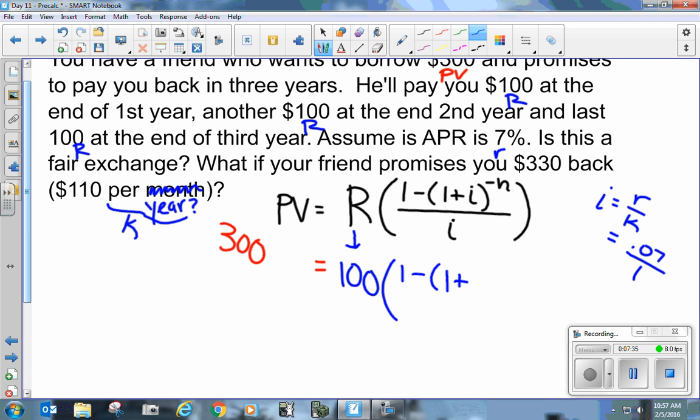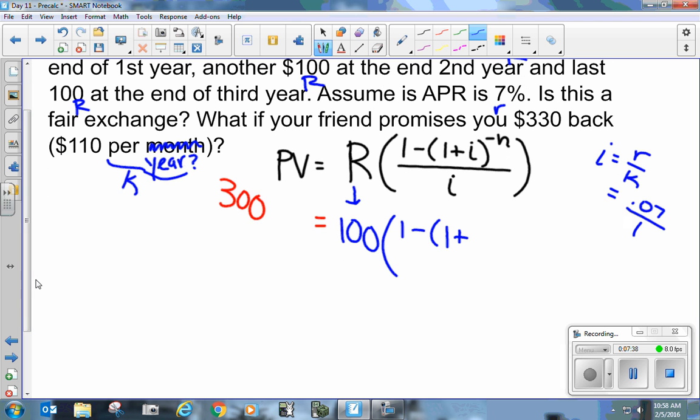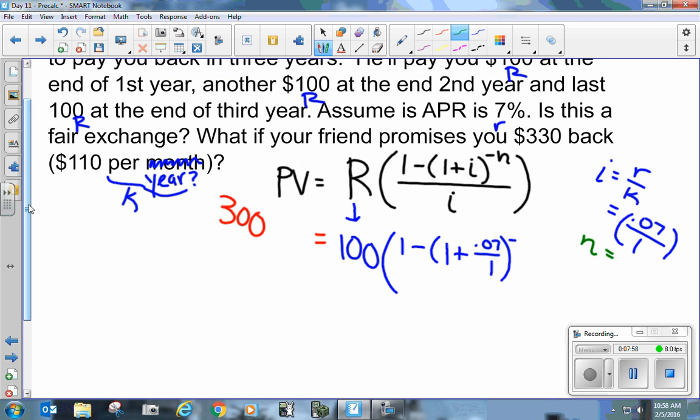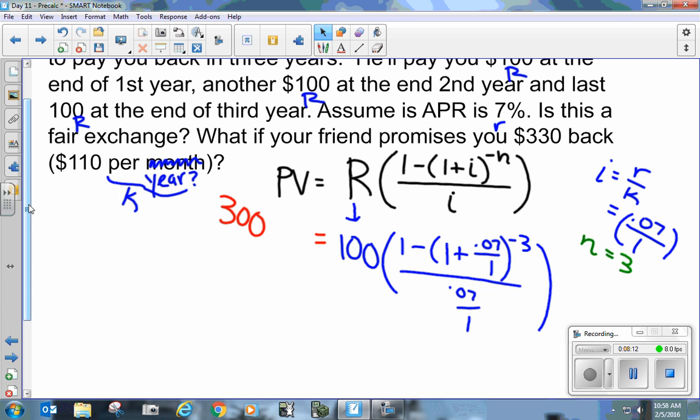So I'm just going to take that i value and put it here: 0.07 over 1. Close that parenthesis, to the negative n. What is my n value? n is the total number of payments. How many is he making? 3. He's making 3 payments over 3 years, once a year, right? But don't forget we have to negate n, so it's negative 3. All over i, which is 0.07 over 1. Now, I know typically if we have a fraction with a 1 on the bottom, we don't have to write it.